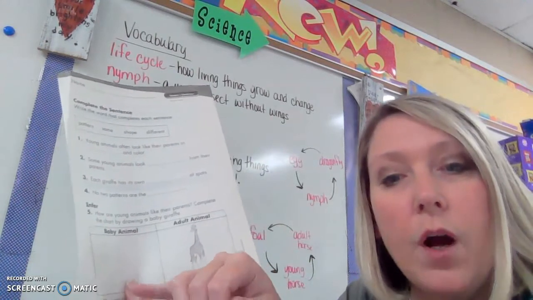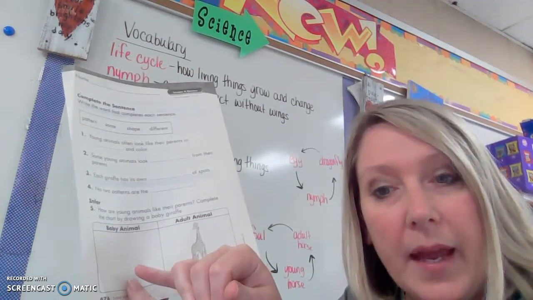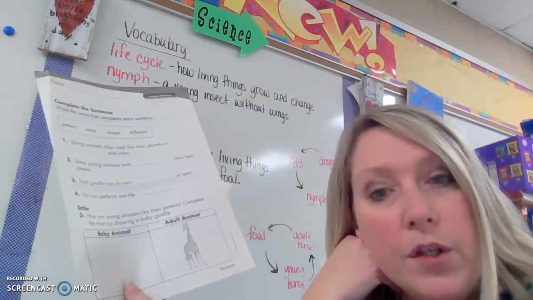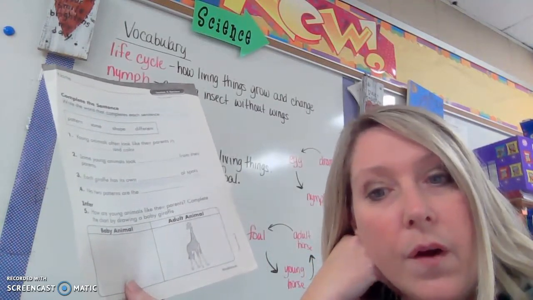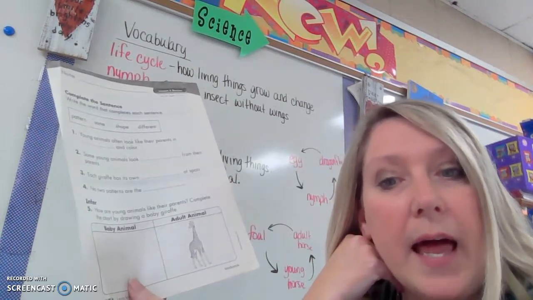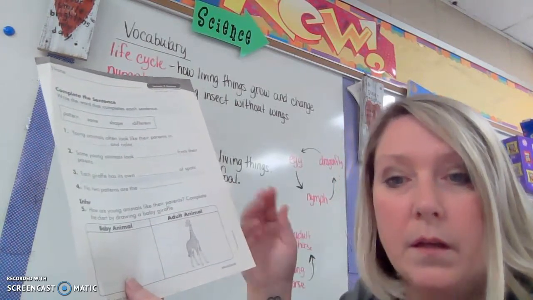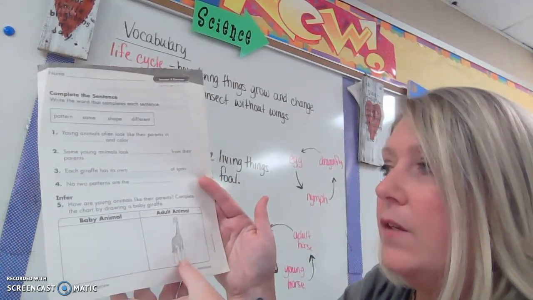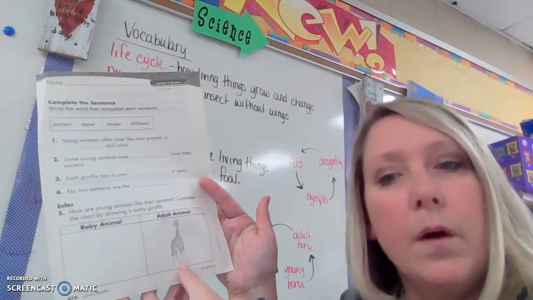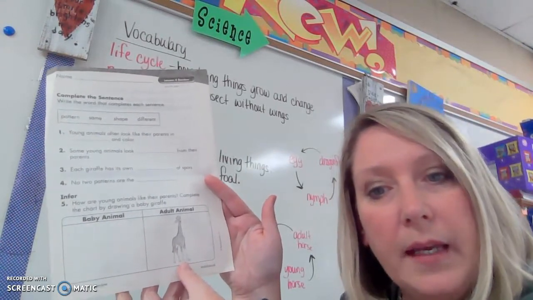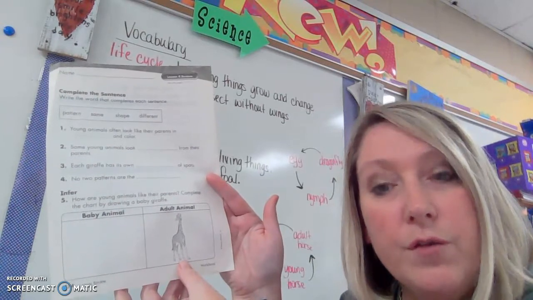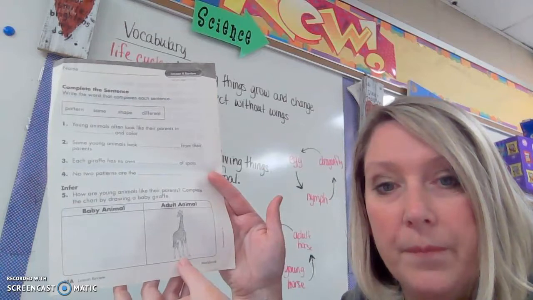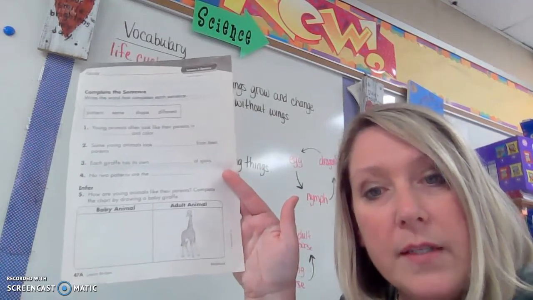But maybe just draw a long neck. Put some spots on it, and then what I want you to do is to color those spots a light brown color. And then on the adult giraffe, if you want to try and color those spots, you can. But make sure if you do that they are a dark brown color. So that's your worksheet for lesson 4.